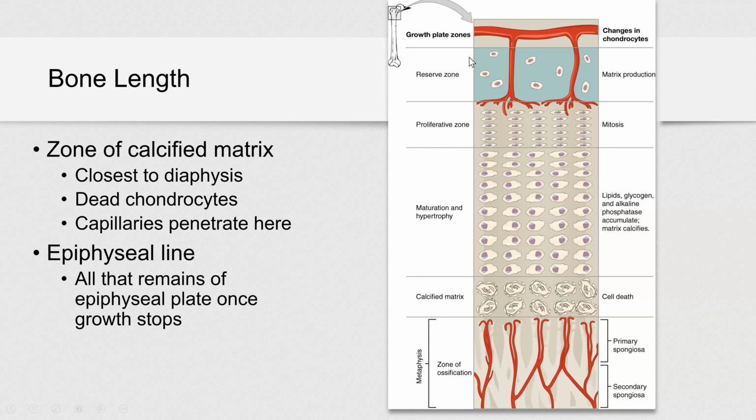So this epiphyseal plate continues this process. Those chondrocytes within the epiphyseal plate continue dividing, grow bigger, calcify, and then die, and the bone keeps getting longer until all the cartilage of the epiphyseal plate is gone. It's replaced by bone, and we have an epiphyseal line instead, right? And the growth stops.